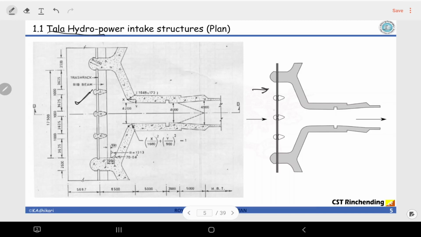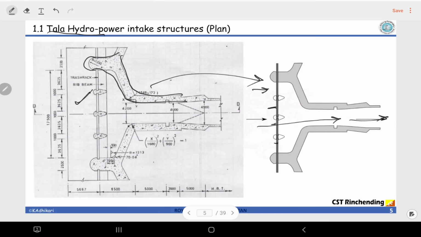So this is the trash rack, as I was referring to, right? And the water flows from here and goes to the desalting chamber. You can see this is the concrete structure, which is what I have drawn here. This is the top view. Water flows from here. Next we will look at the cross-sectional view.